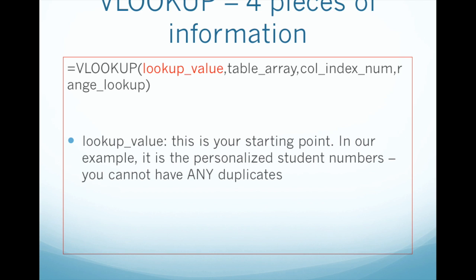The formula VLOOKUP uses 4 pieces of information. Here we can see our formula where it's equals VLOOKUP bracket, and the first piece of information is the lookup value. The lookup value is your starting point. In our example, it is a personalized student number. For the lookup value, we cannot have any duplicates.